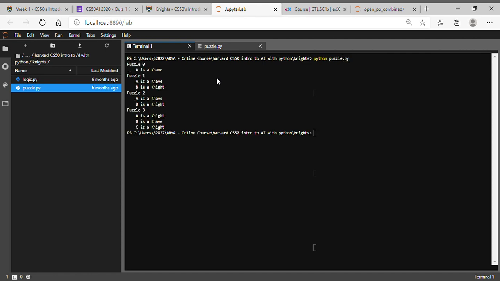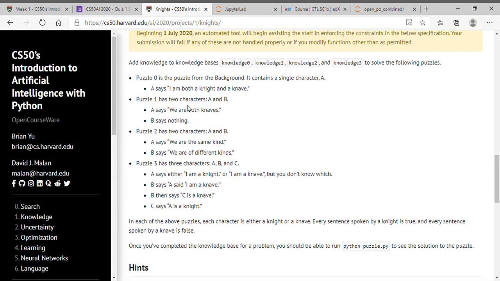Okay, so basically this is the solution to the puzzles that we are given. There are 4 puzzles and these are the puzzles. So let's look at them individually.